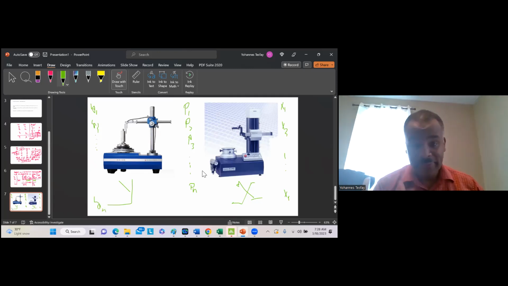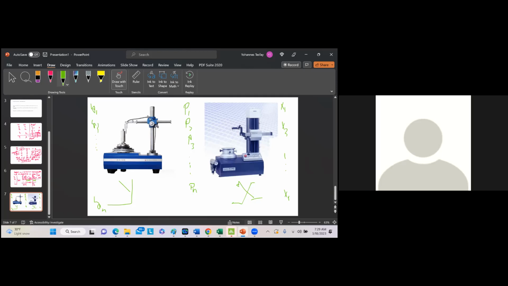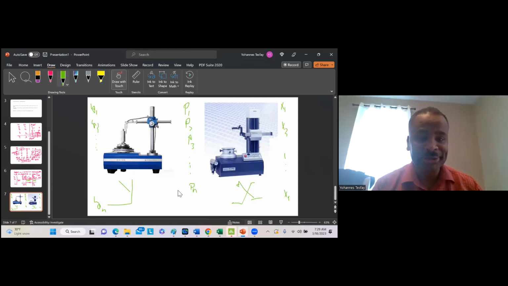So now, if I ask you, how do you determine the bias of this machine against this machine? How do you do that? Bias of... okay. So how do you check whether that's significant or not?